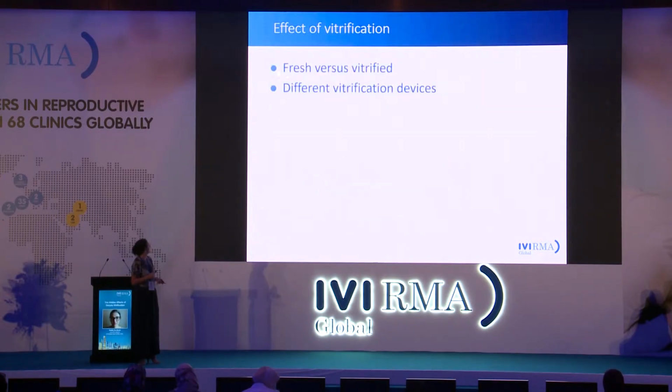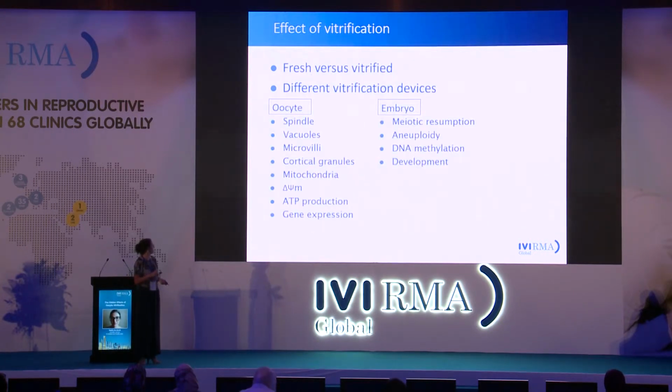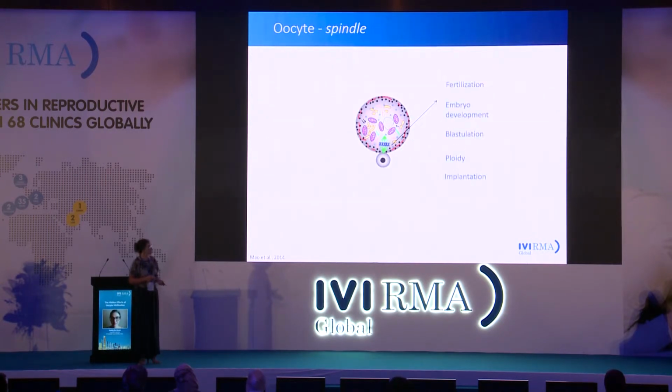So we will compare the effect of vitrification by comparing fresh and vitrified oocytes and by looking at studies in which different devices were compared. So for the oocyte, I will focus on these topics, then a little bit on the embryo and also on the neonates. So first of all, the spindle.